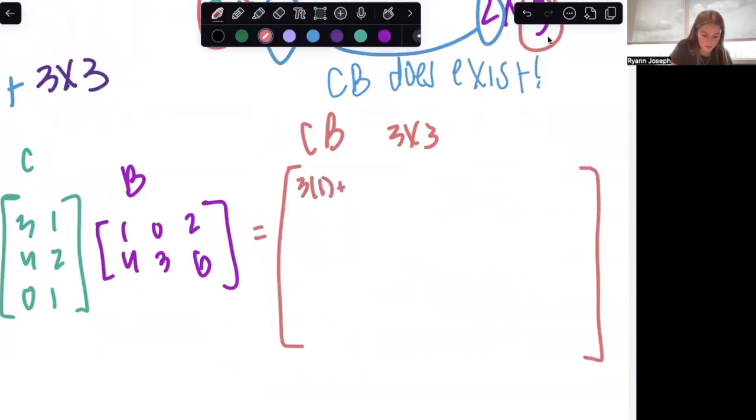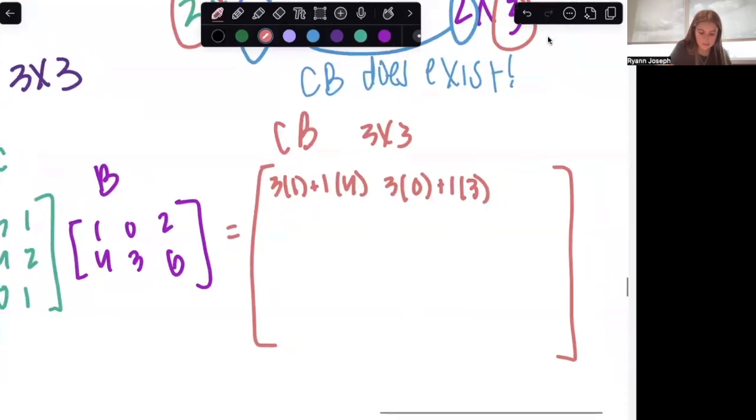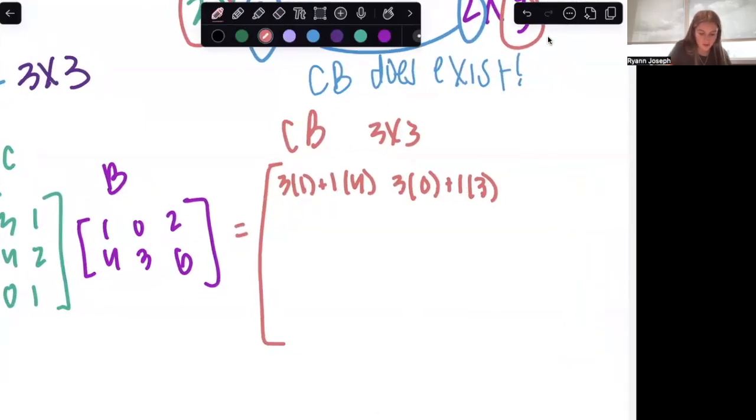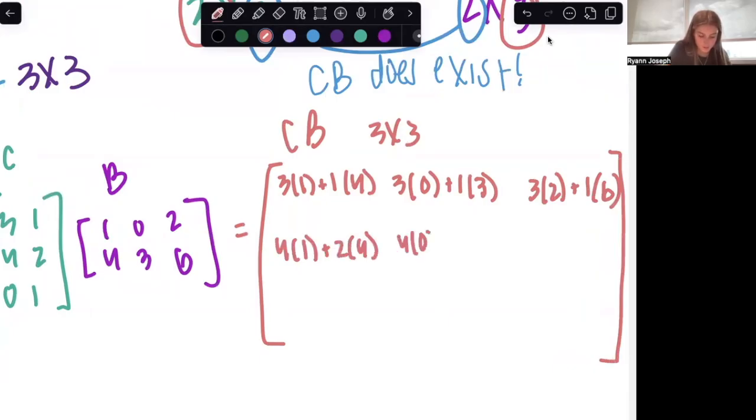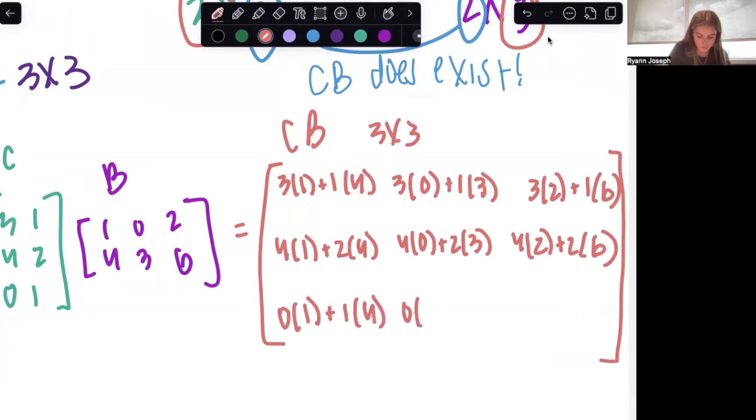3, 1 plus 1, 4. 3, 0 plus 1, 3. I need slightly more space. 3, 2 plus 1, 6. Then our second row, 4, 1 plus 2, 4. 4, 0 plus 2, 3. 4, 2 plus 2, 6. 0, 1 plus 1, 4. 0, 0 plus 1, 3. 0, 2 plus 1, 6.